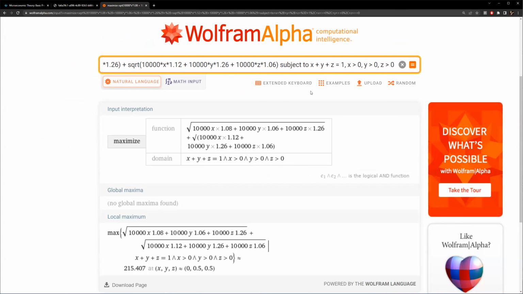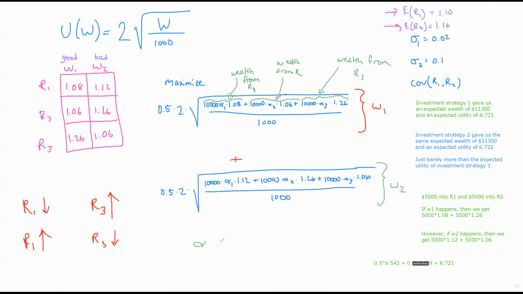Because what ends up happening is it tells us that you should take half your money and put it in R2, take the other half and put it in R3, and don't put any of your money in R1, which I guess makes sense. And that's your answer to the last question. You say alpha 1 is 0, alpha 2 is 0.5, and alpha 3 is 0.5.